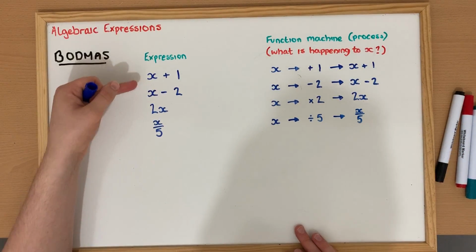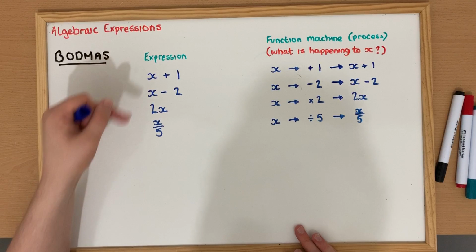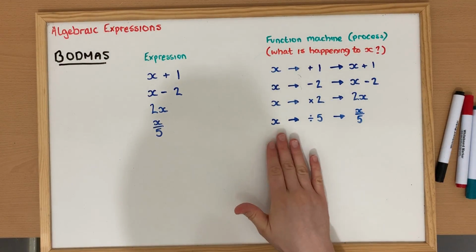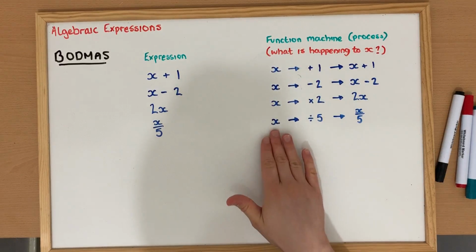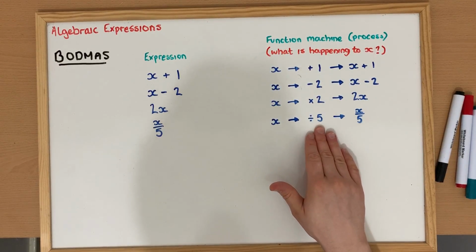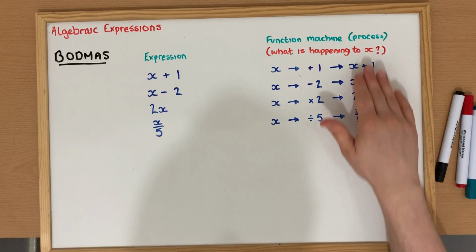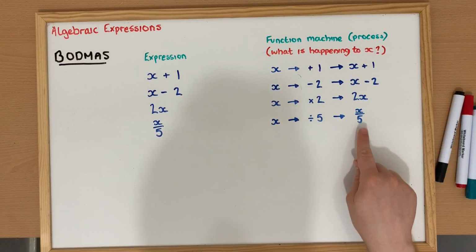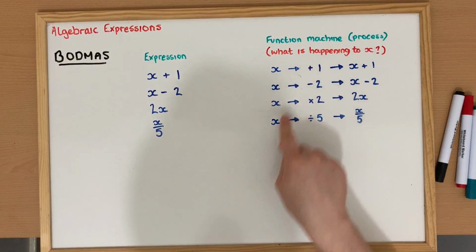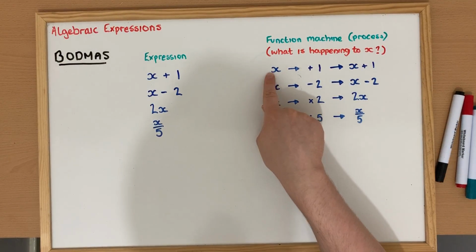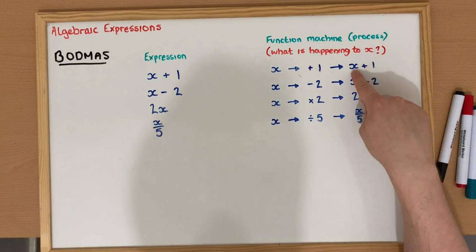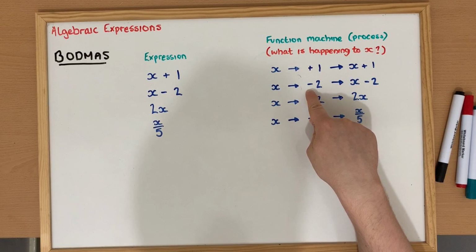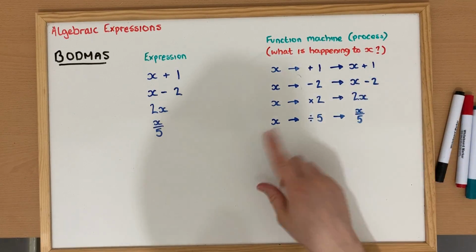Okay, so 4 different types of process here, 4 different types of expression, and we're just writing them out as x, our original unknown number, and what's happening to it. And then the last part of our function machine just tells us what we got out, what was our outcome when we applied that process. So for instance, x add 1 gave us x plus 1. Number x, we applied a minus 2 to it, we end up with x minus 2, and so on.